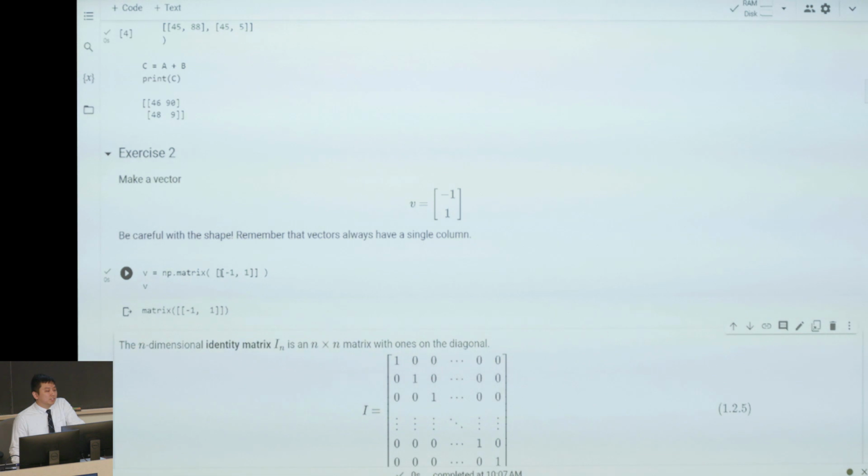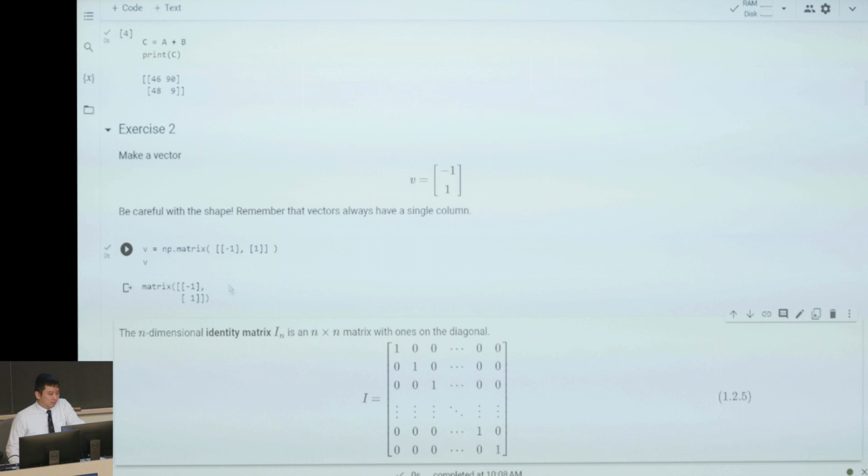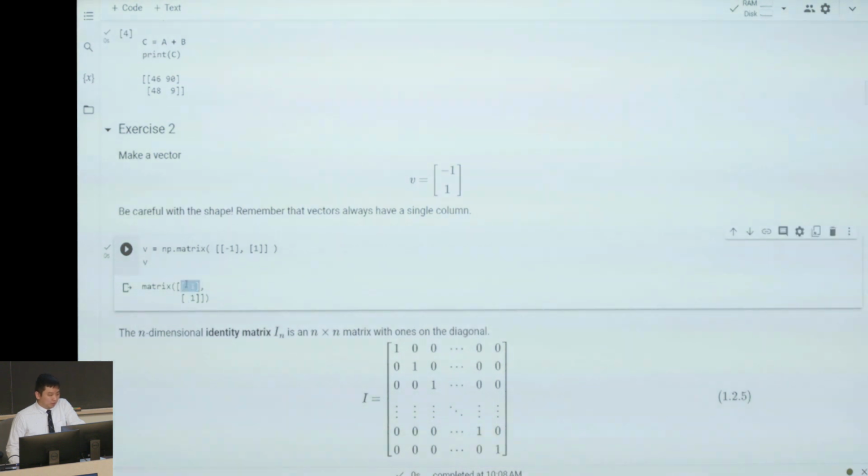So the shape of this matrix is 1 row, 2 columns. So I actually need to write it like that so that it's 2 rows and 1 column. Okay. And this will be important later on, why we always represent column vectors as this type of matrix.